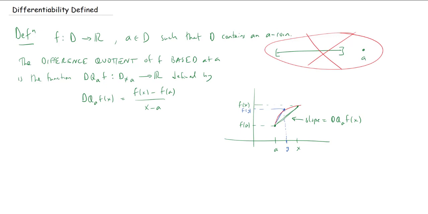Okay, so at different points, I can get these different slopes. And this difference quotient is going to measure that slope along the way. And you can see why this is a slope. f of x minus f of a, that is your rise. And x minus a, that is your so-called run. So it's just a rise over run formula. Fine. So what then is the derivative?